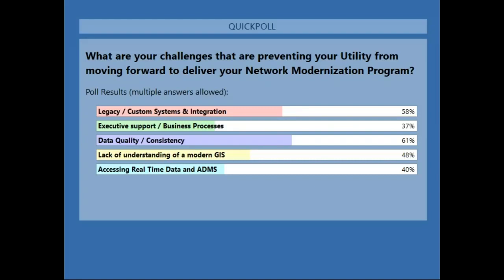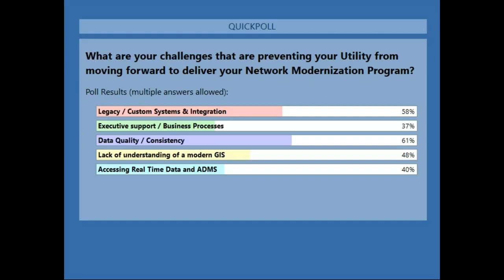Okay, the results are coming in. And once again, we're seeing fairly consistently that the results are spread across almost everything. So we're seeing 58% legacy and custom systems integration. Now, that's not uncommon. I think a lot of companies always have bespoke software sitting in there that sometimes is acting as an anchor that's stopping you moving forward.